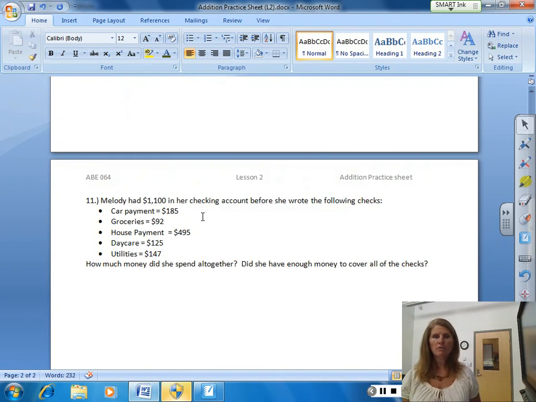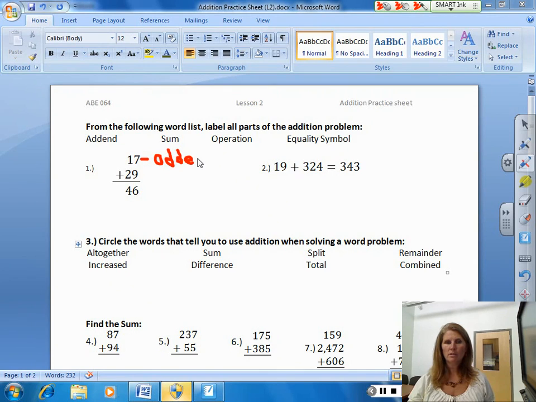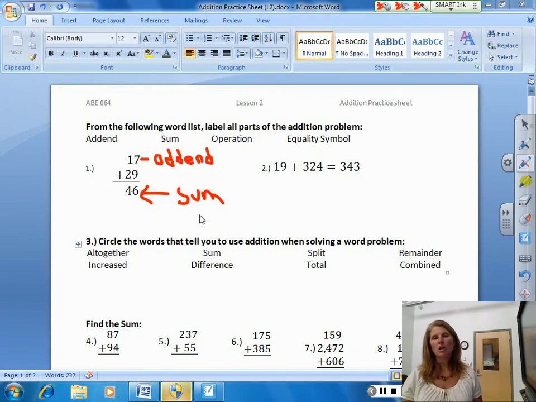I want you to know the vocabulary for addition. So I want you to be able to label the parts, like 17. What is that? Well, that's an addend. What's 46? You've got a list up here of things to use. So you've got these four terms, and I want you to label each of them. Just take a pencil and go, okay, this is an addend. You're going to write much nicer with your pencil than I'm writing with this mouse. Label each part. What is 46 called? Yeah, it's a sum. So I want you to label all the parts of the problem like we did at the beginning of this lecture.